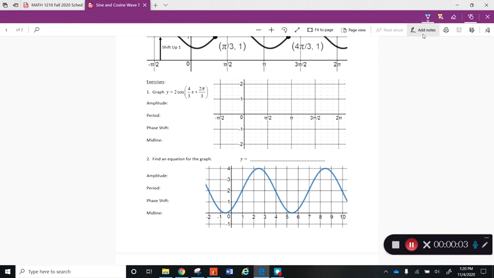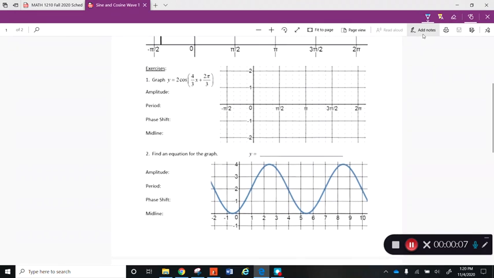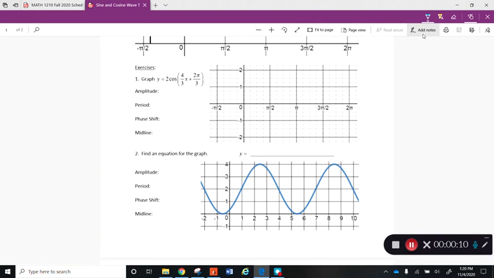All right, welcome back. So I hope you've had a chance to try these two exercises. I'm going to go over solutions now, so you can follow along and check your work.